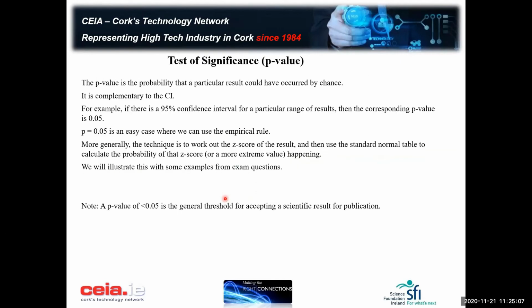A related topic is a test of significance. So we're talking about p-values here. Now, a significance test is often run to 5% or 0.05, and that's exactly equivalent to a 95% confidence interval. Now, the p-value can go a bit further than that. P-value is the probability that a given result, or something more extreme than that result, could have occurred purely by chance, even with no change to the underlying data.